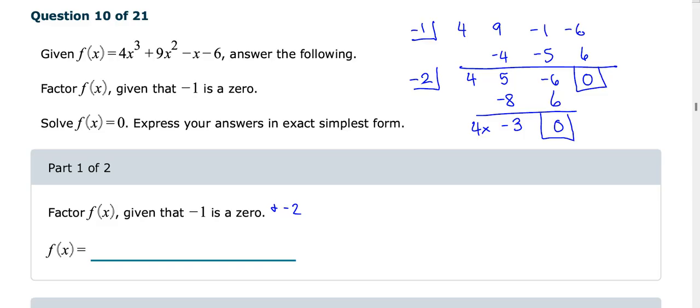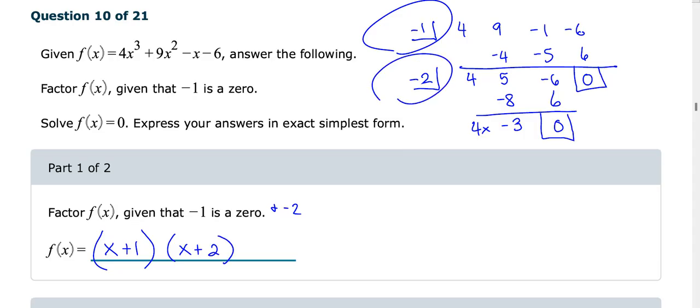Okay, so my factors are going to be x plus 1. I got that from this half box. X plus 2. I got that from here. And 4x minus 3. That was down here. Those are my 3 factors.